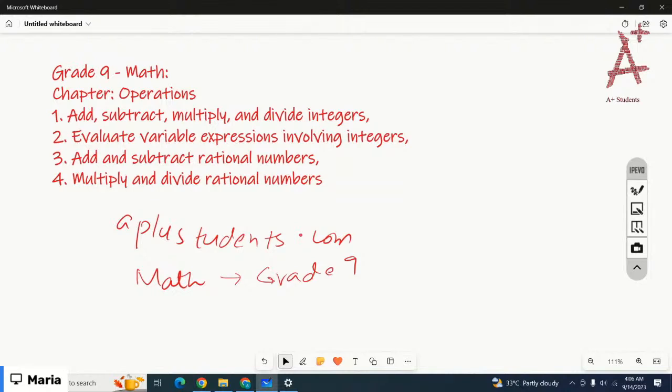We're going to start with the chapter operations. And the lessons we're going to cover today are add, subtract, multiply and divide integers. Evaluate variable expressions involving integers, then add and subtract rational numbers, and multiply and divide rational numbers. So let's just start with add, subtract, multiply, and divide integers, right? So let's just do a quick review about the integers.